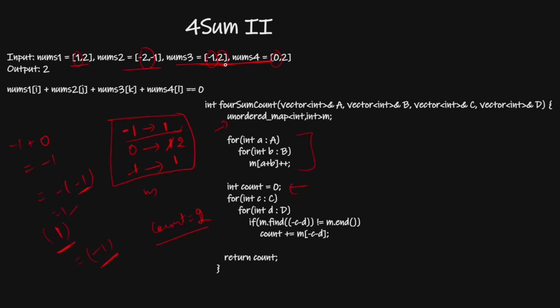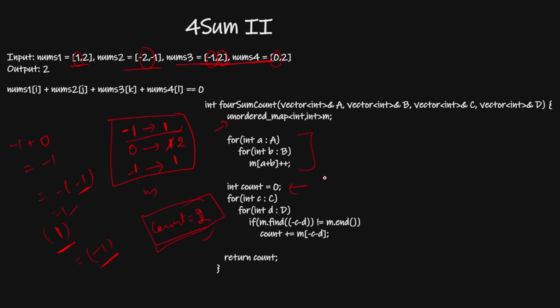Now for 2 and 0, do I have a sum of 2 here? No, I don't. Do I have minus 4? No, minus 4 is also not there. So what will be my final answer? My final answer will be count.